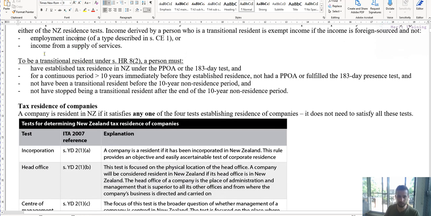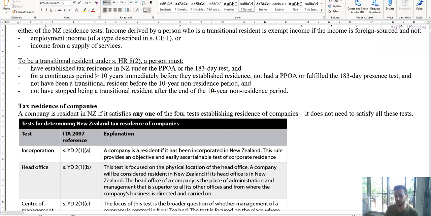So basically, the key criteria to be a transitional resident is you must have established tax residence in New Zealand under the PPOA or the 183-day test. So basically, you're a tax resident, as we discussed above, and you must not have been a tax resident for a continuous period greater than 10 years immediately before you established the residence, not had a PPOA or fulfilled the 183-day test. So basically, you're not allowed to have had residence in the last 10 years immediately before they establish the residence.